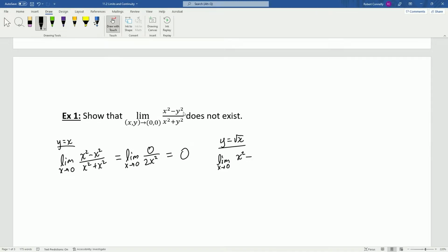So if y equals the square root of x, then y squared is just x. So I'll factor an x out of the top and bottom.